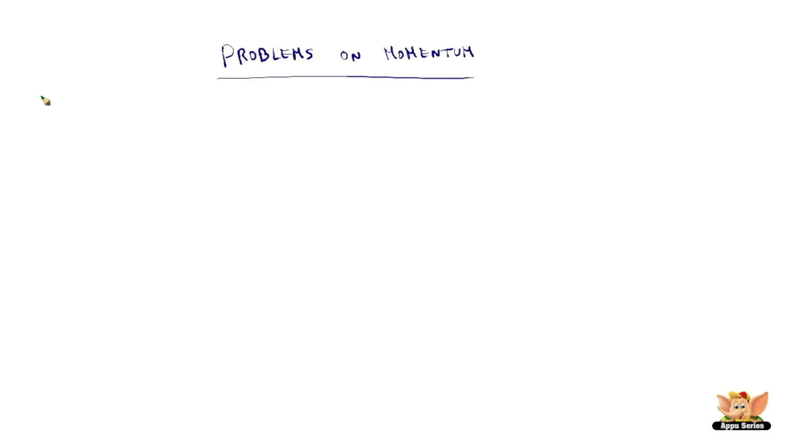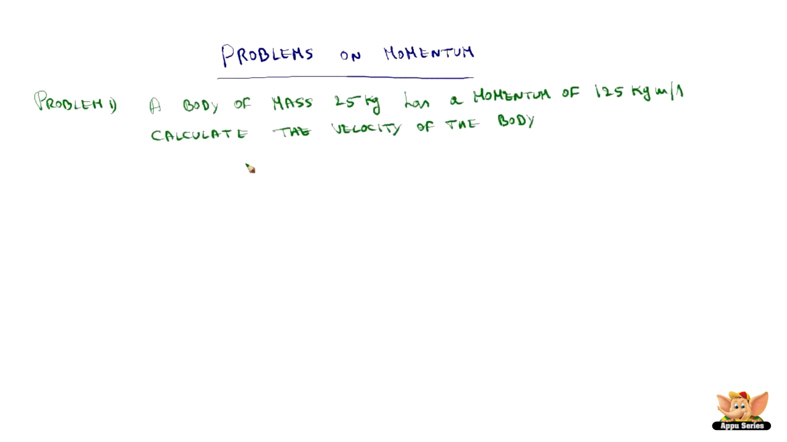Problems on momentum. Problem 1. A body of mass 25 kg has a momentum of 125 kg meter per second. Calculate the velocity of the body.